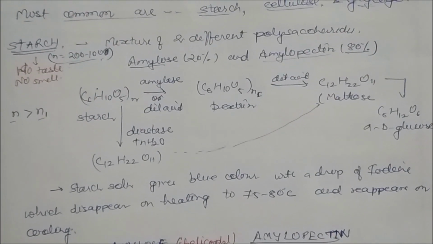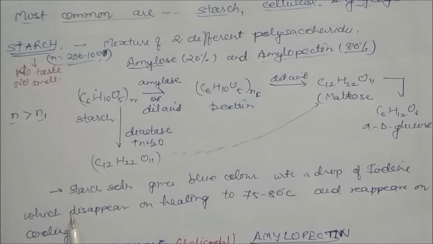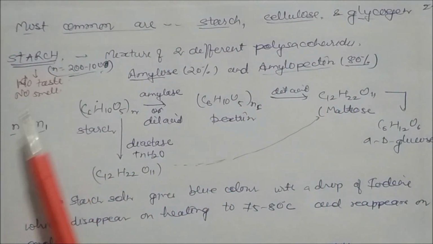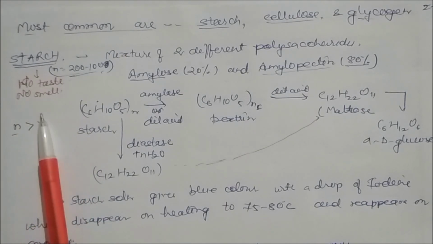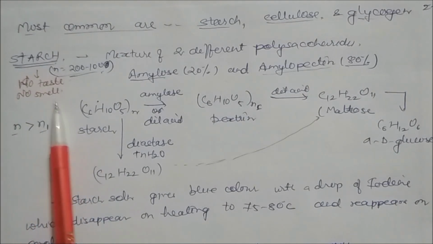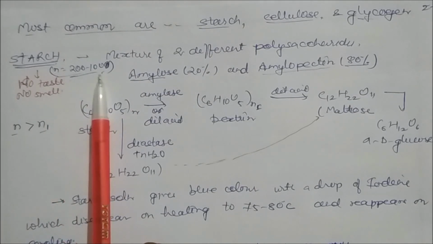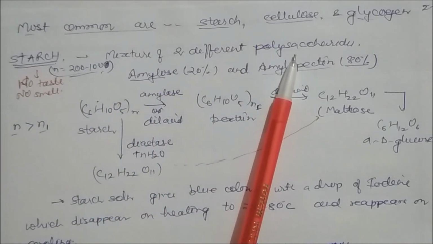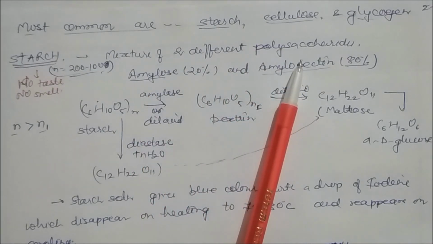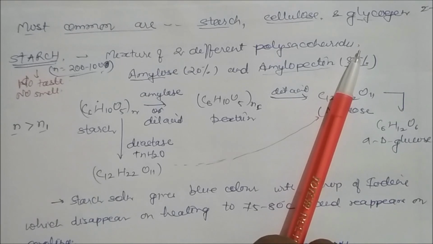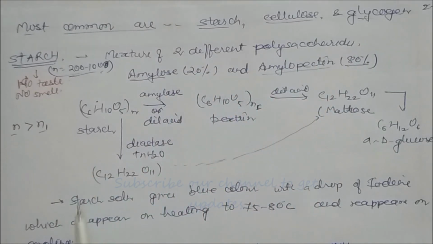The most common homopolysaccharides are starch, cellulose and glycogen. What is starch? Starch has no taste and no smell, and the number of molecules is 200 to almost thousands. It is a mixture of two different types of polysaccharides, amylose and amylopectin. The amylose is 20% and amylopectin is 80%. Of course, both are made up of glucose molecules.